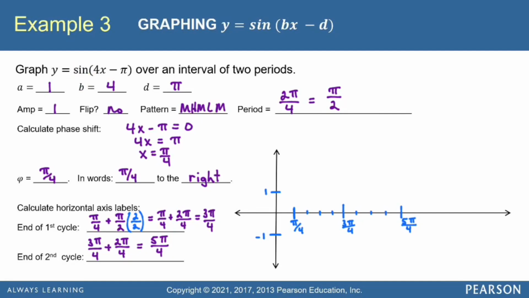Okay, now let's think about our pattern. It's a sine pattern, so we know it's middle, high, middle, low, middle. And so we start right here. Middle, high, middle, low, middle. And then you repeat that same pattern for the second cycle. And now when we connect the dots, we just make our hilltops and valleys like normal. So gently up to the high point and gently down to the low point. And there you go, 2 complete cycles of the graph of y equals sine of 4x minus pi.